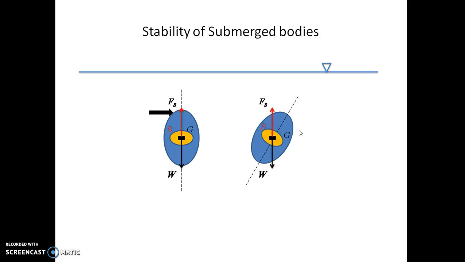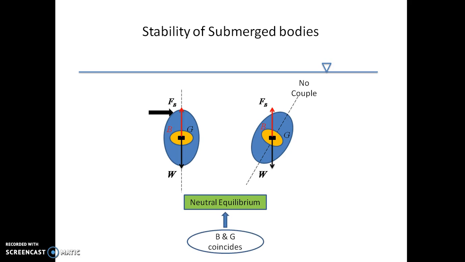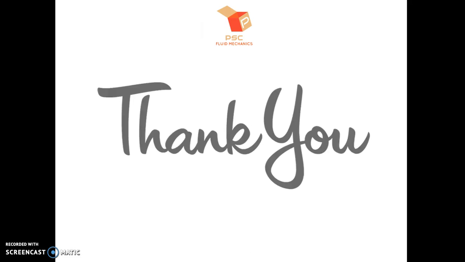So when B and G coincide, no couple will get formed, and we will have a neutral equilibrium. In neutral equilibrium, the body, after experiencing some external disturbance, moves to some new position and remains at that position itself, and this condition will be achieved when B and G coincide. So now we have discussed stable, unstable and neutral equilibrium with the help of the relative positions of B and G. So this is all about buoyancy and stability of submerged bodies. Thank you very much.